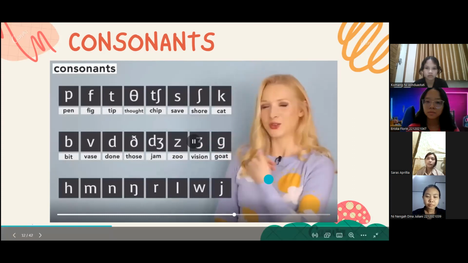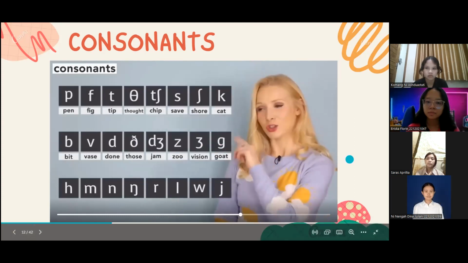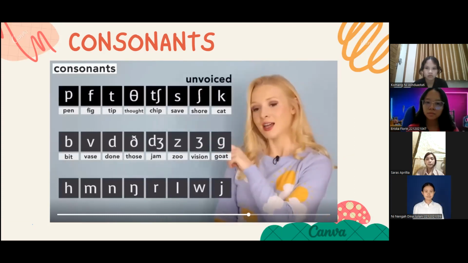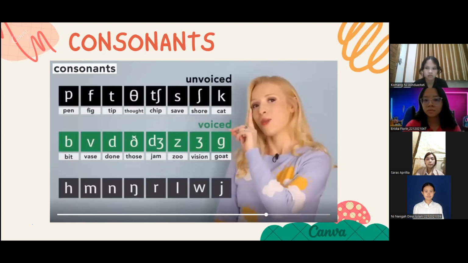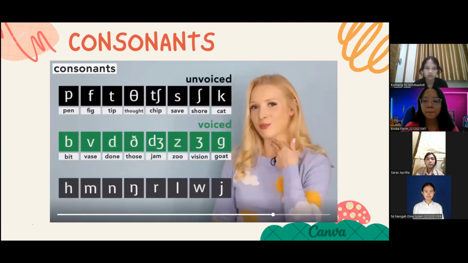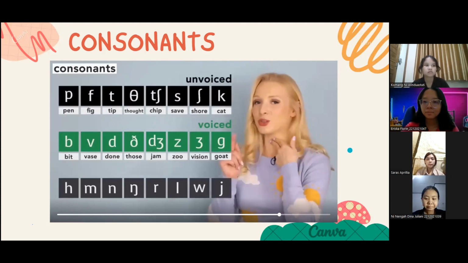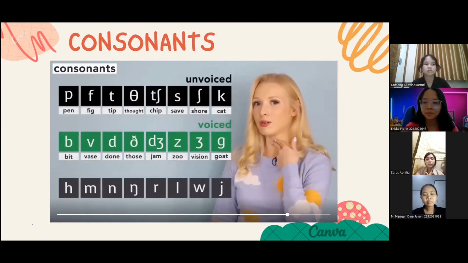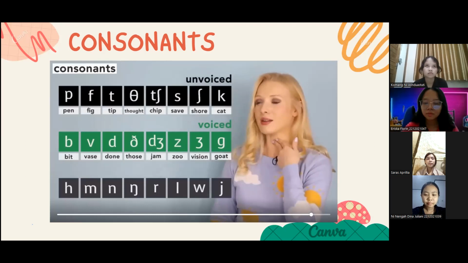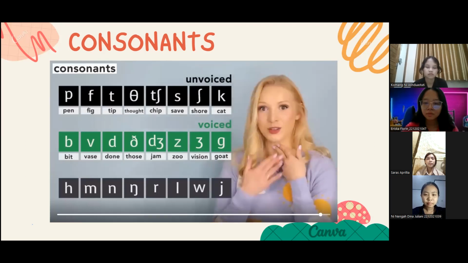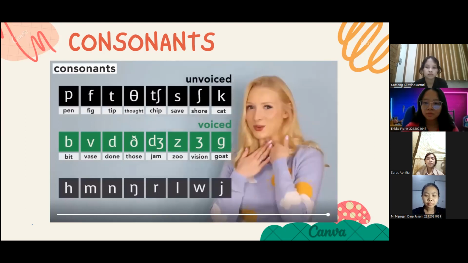Did you notice in those two lines there, the top line is unvoiced and the second line is the voiced version of the one above. It's exactly the same movement, but when you pronounce the top one, p or t, there is no vibration. And when you pronounce the second line, b, d, same mouth movement, vibration here. Isn't that cool?